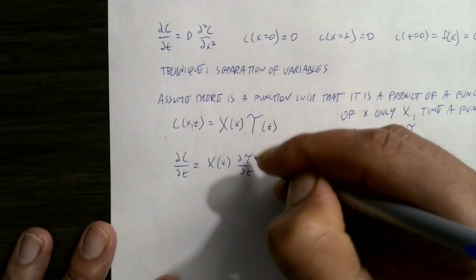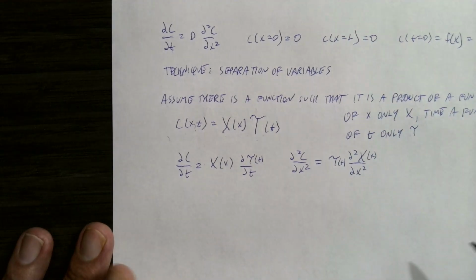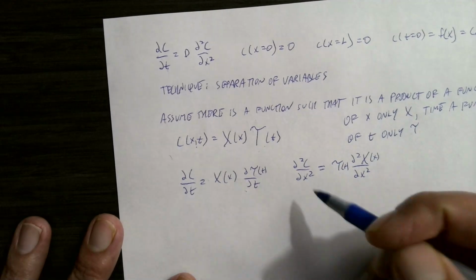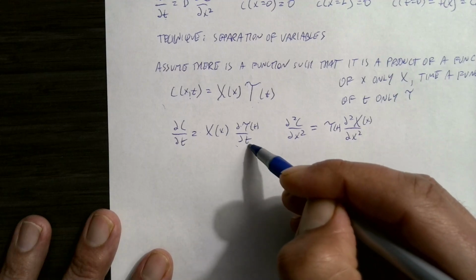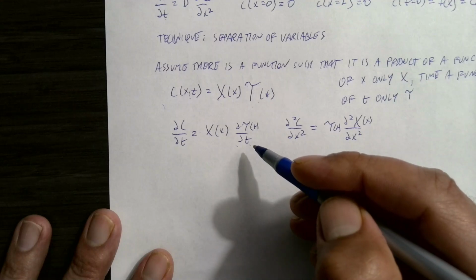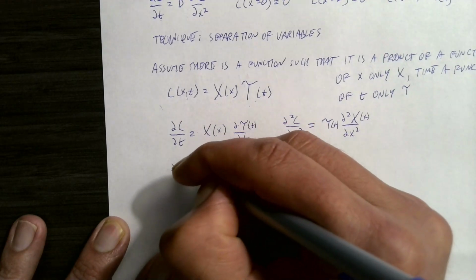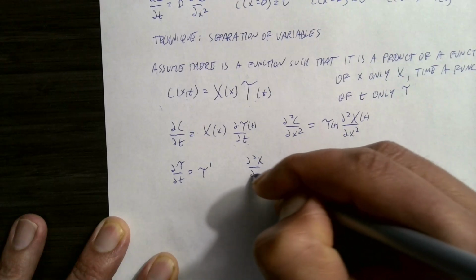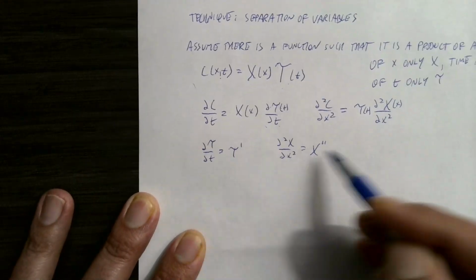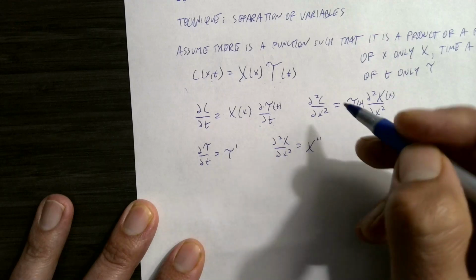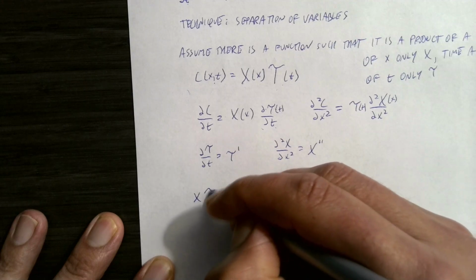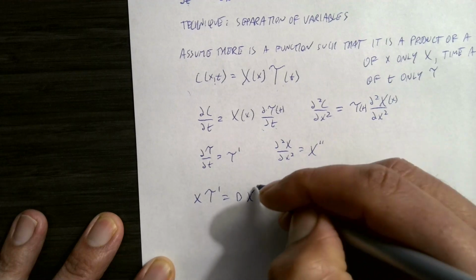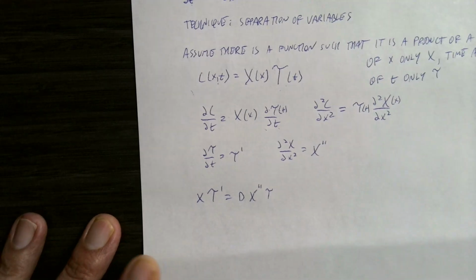Okay, and again, these are functions of that. So if we then go back and make this substitution, then we get, so I've written d big T by dt. I could write that as T prime. So instead of writing it this way, we'll just say that dT/dt is equal to T prime, and likewise d squared big X by dx squared is equal to big X double prime. Okay, for shorthand. And so then if we put that back in, we can say X times big T prime is equal to D times big X double prime times T. Okay, I think I have that right.